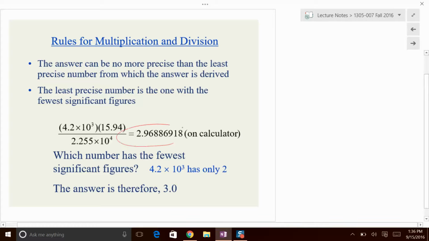So this is what I get on the calculator. Okay, this has the least number, so I'm going to take this 9 and I'm going to round it by 6. So that's going to bump it up a whole number, and then this will all round to 3.0. Okay? So my answer is 3.0.